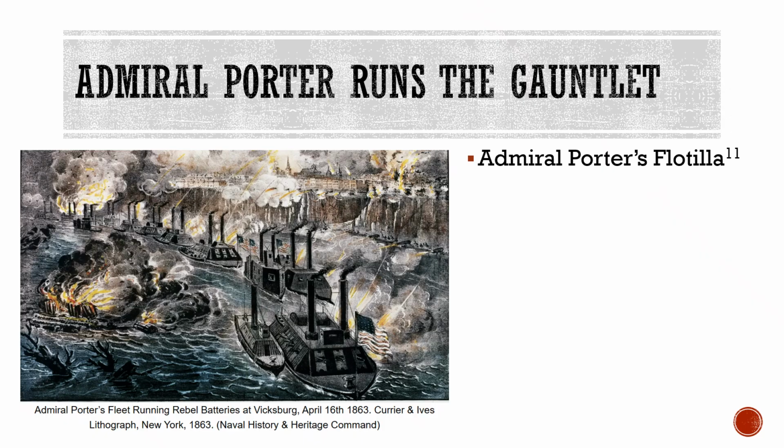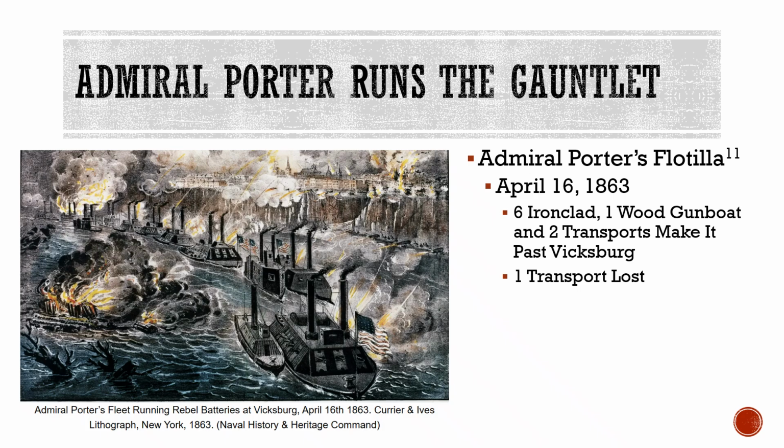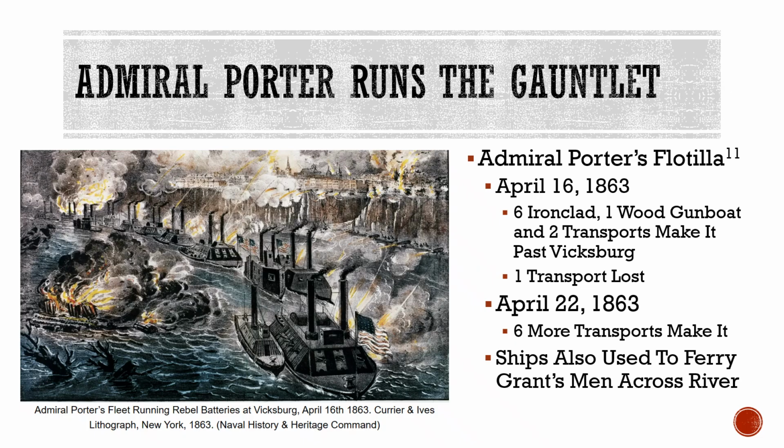So the first part of this strategy was Admiral Porter's flotilla. It included 6 ironclads, 1 wood gunboat, and 2 transports to make it past Vicksburg. One of those transports was lost. On April 22nd, another flotilla, this time basically just troops, also make it past Vicksburg. Again, these same ships were used to ferry Grant's men across the Mississippi River.